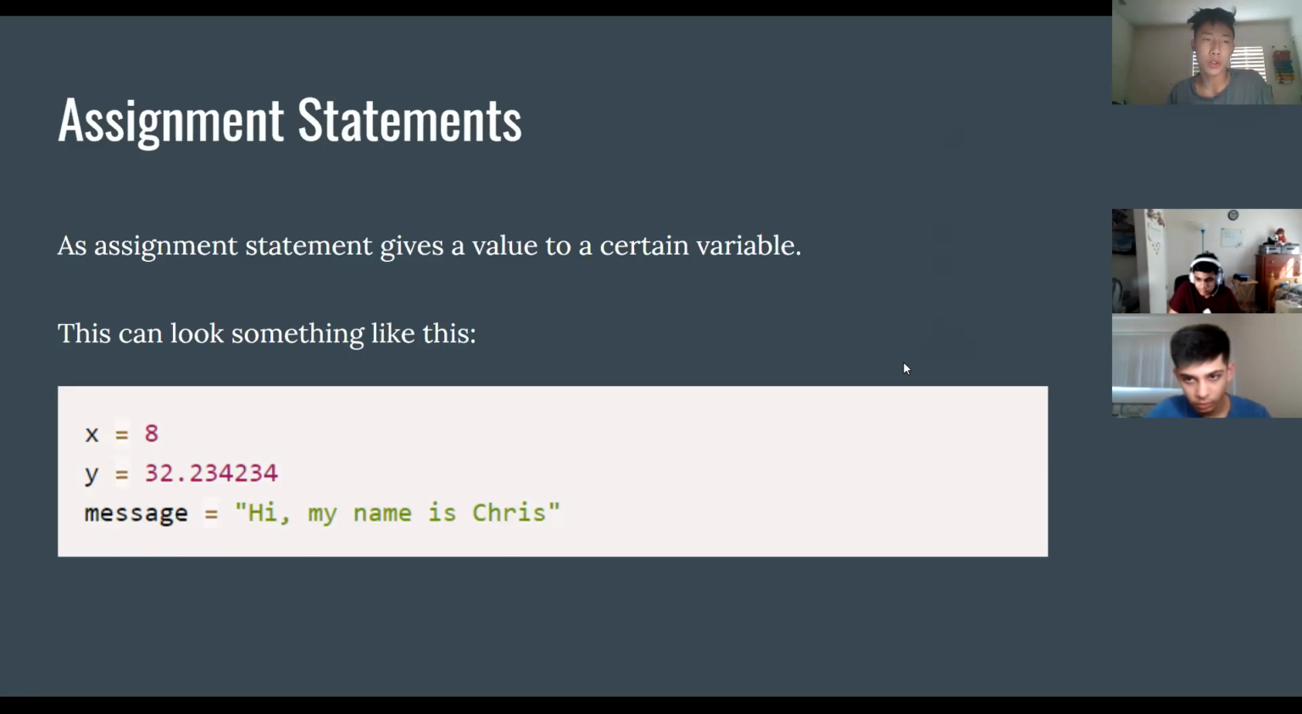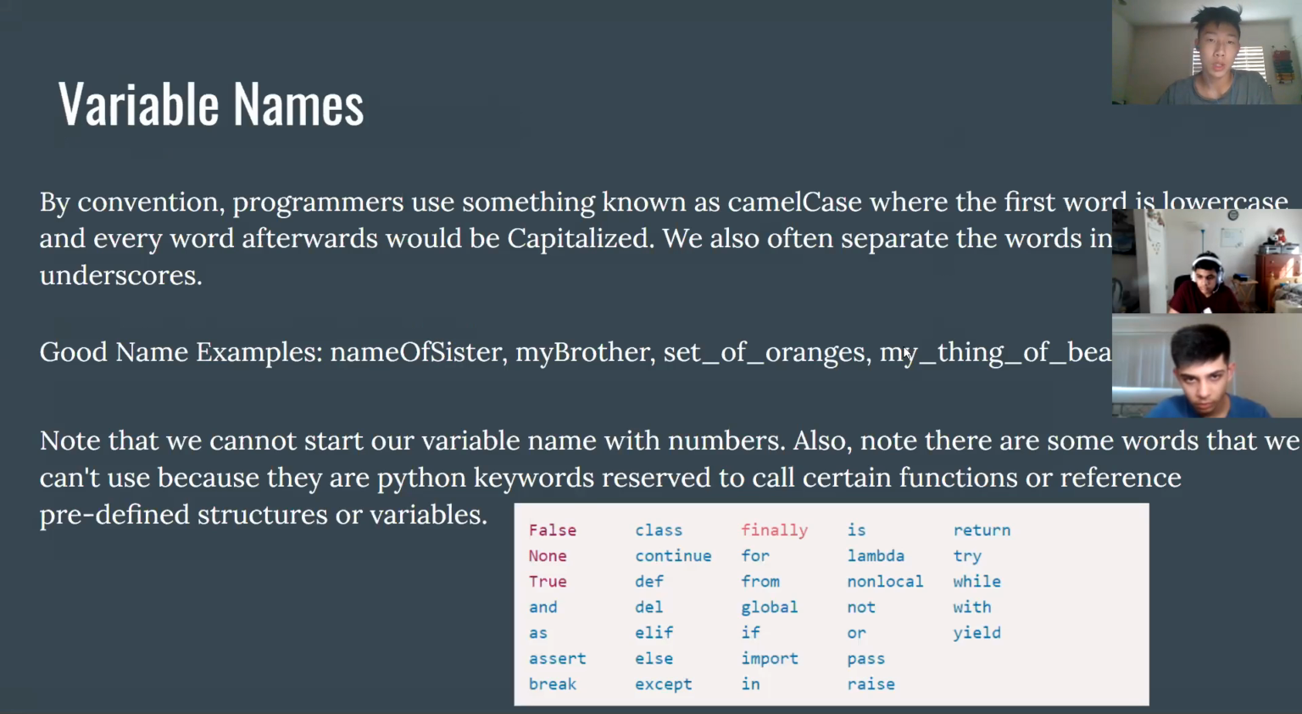Next, we're going to go over variable names. In programming, it's usually recommended to use something called camel case. You're not going to capitalize the first word, but you're going to capitalize every single word after that. So if I did something like my baby brother, it would be my, and then the next word would be capitalized, and then the next word after that. That's what we call camel case.